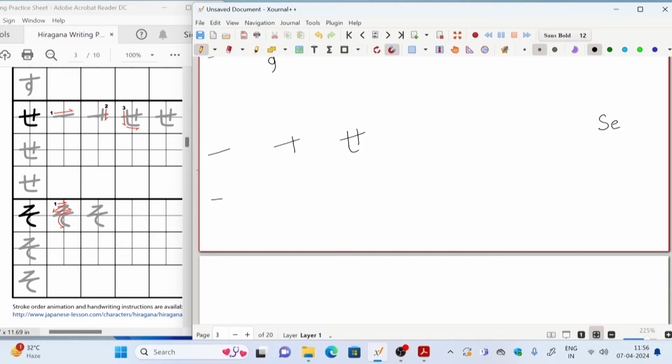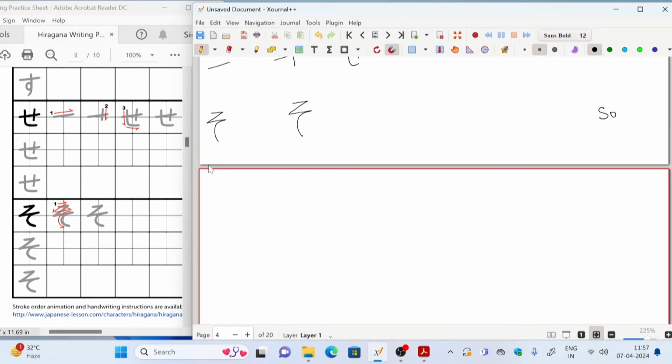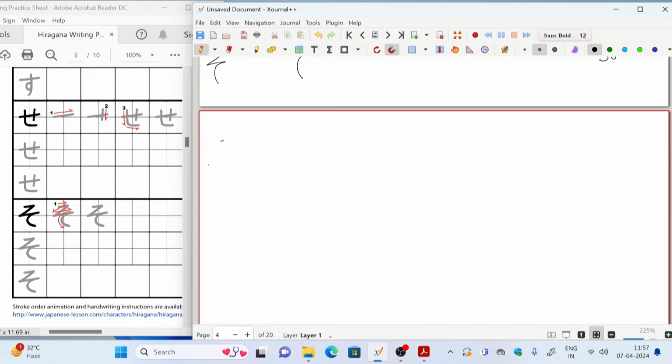And last we have So. You need to pull it till here and then make it longer. So it goes like this, then come here, longer one, then pull it in the middle and goes down. This is So. So just now we did Sa, Shi, Su, Se and So.